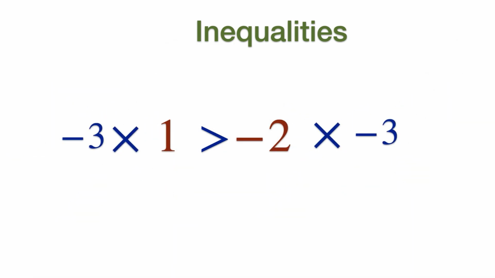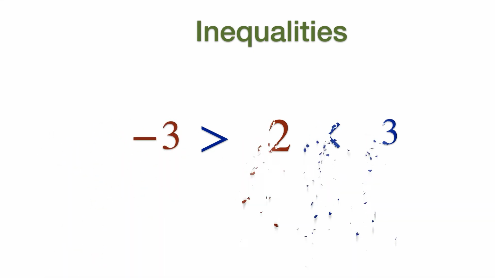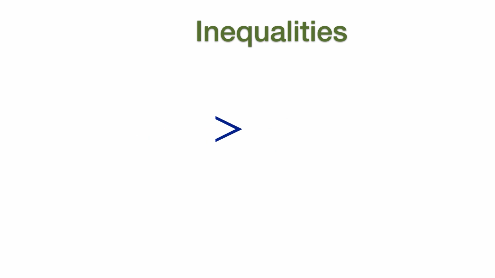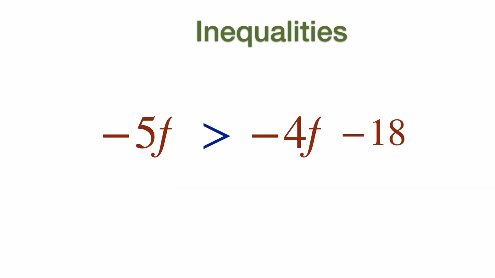If we now multiply both sides by minus 3, this gives us minus 3 is greater than 6. We need to again flip the inequality sign to make the statement true, as 6 is actually bigger than minus 3. We need to always make this adjustment to the inequality sign whenever we multiply or divide by a negative number. Beware of this fact whenever solving inequality questions.